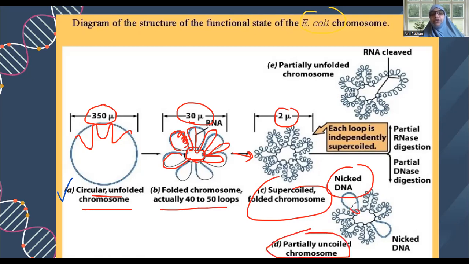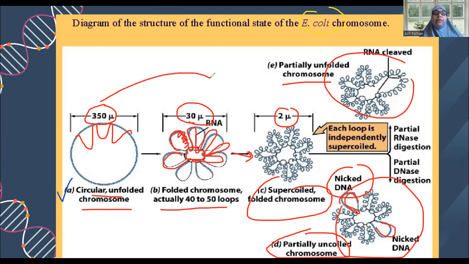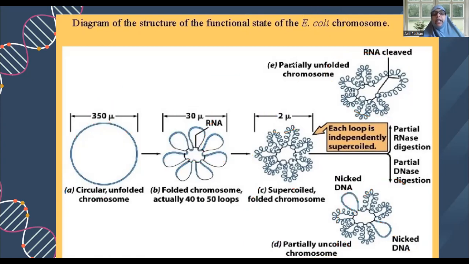So these 2-3 loops will be freed, either in this form or this form. This is how the final circular chromosome, which started from 350 micrometers, will end up at a size of 2 micrometers. It has undergone a lot of coiling, supercoiling and folding, and then the size is reduced, and now this can be fitted into a small bacterial cell. This is in short the topic regarding the packaging in the prokaryotic cell structure.